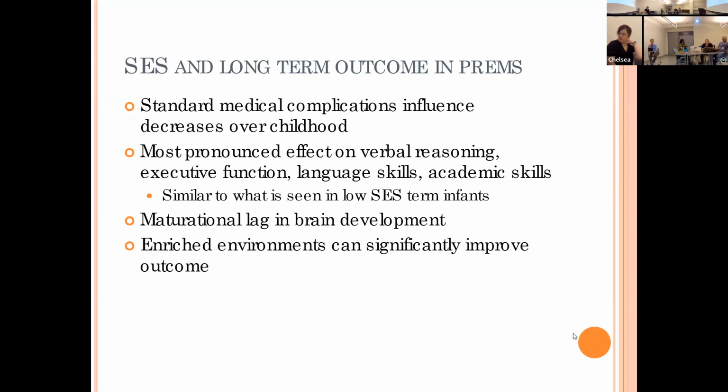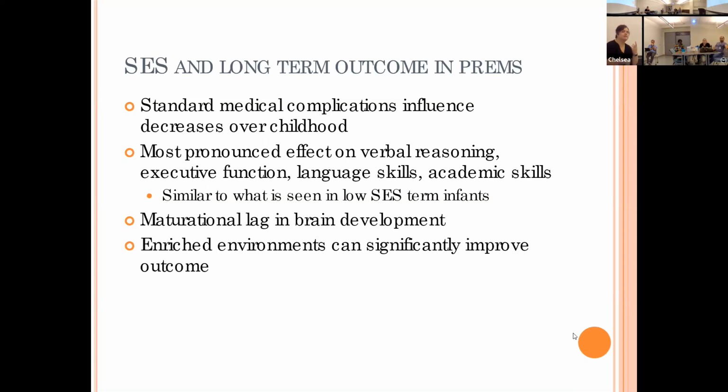We know that for PREMS, the influence of the standard medical complications that we talk about decreases over childhood as the socioeconomic factors come into play. And SES has the most pronounced effect on things like verbal reasoning, executive function, language skills, and academic skills. So we know that preterm infants, like low SES term infants, can have some of the same outcomes as high SES preterm infants, because of the detrimental effect of SES. They get a maturational lag in brain development.